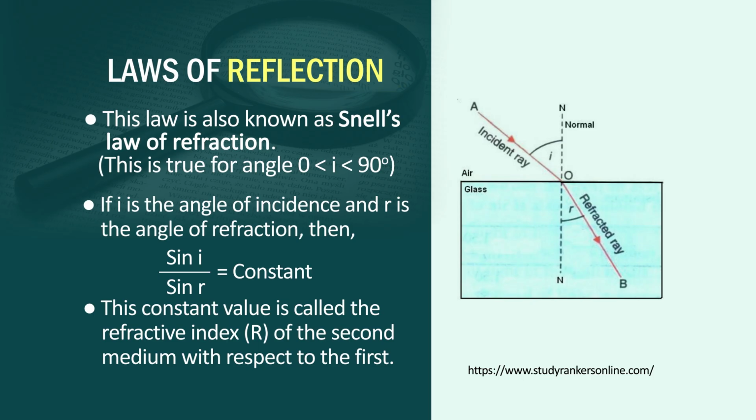So, this law basically works only if the angle of incidence is less than 90 degrees and more than 0. So, if i is the angle of incidence and r is the angle of refraction, then sine i over sine r equals a constant. And this constant value is called the refractive index of the second medium with respect to the first one.